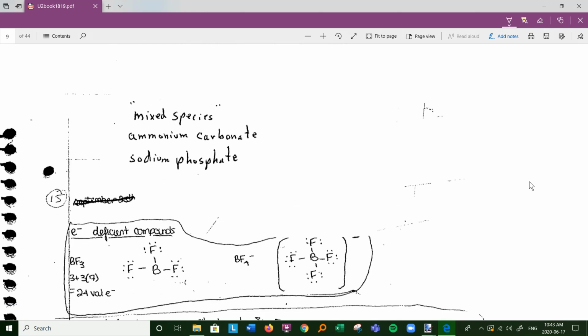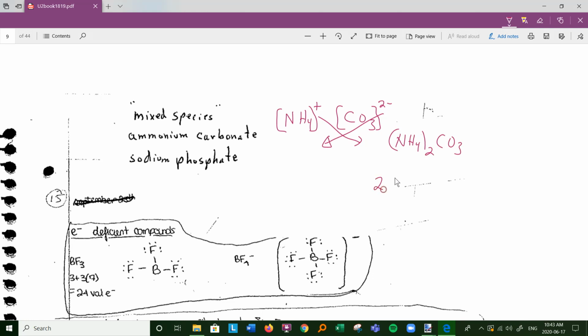Mixed species, what's that all about? Ammonium carbonate. When we talk about a mixed species, what we're talking about is an ionic compound, but there's covalent bonding within the cation and or anion. So if I cross this over, I'm going to get NH4 taken twice, CO3. That is the empirical formula for ammonium carbonate. It is an example of an ionic compound.